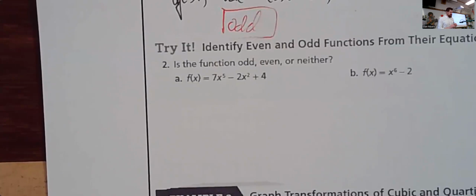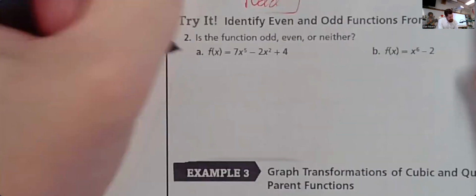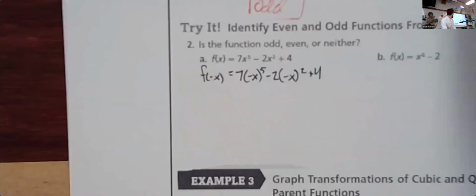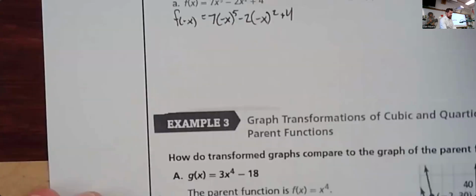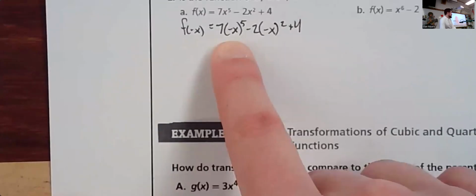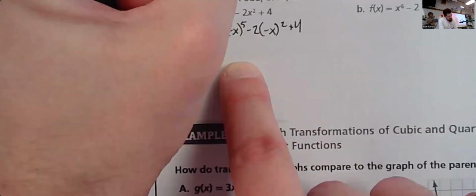So replace x with the opposite of x in everything, and let's see what happens. So we're going to say f of opposite x equals 7 opposite x to the 5th power minus 2, and that'll be opposite x squared plus 4. All right, if your exponent is odd, then your variable is going to be negative. So this will be negative 7x to the 5th power to start things off.